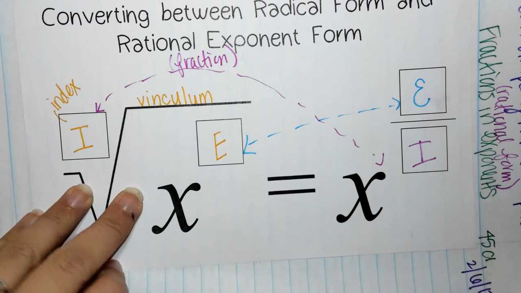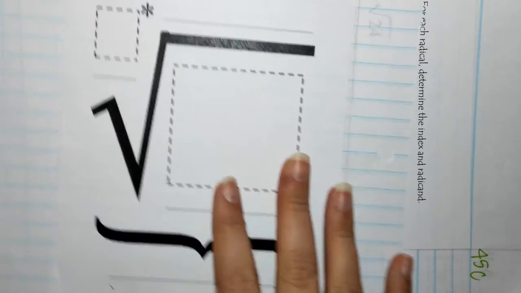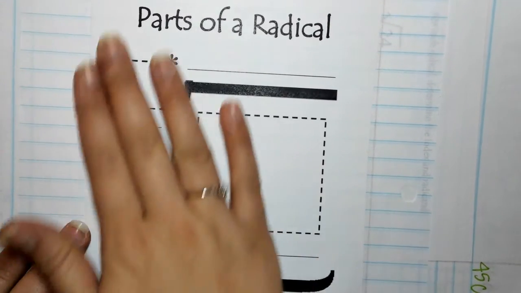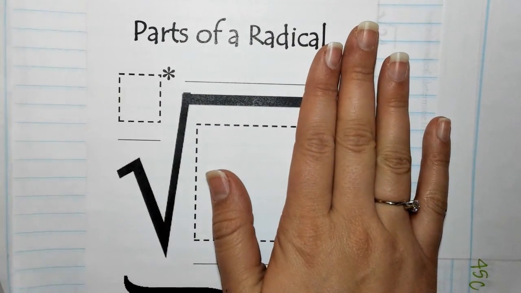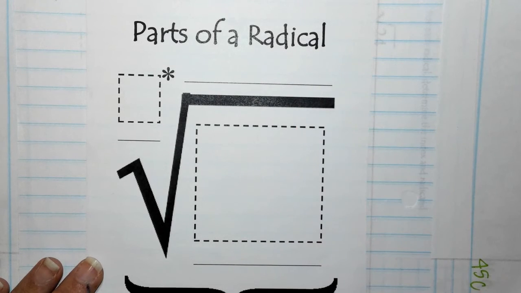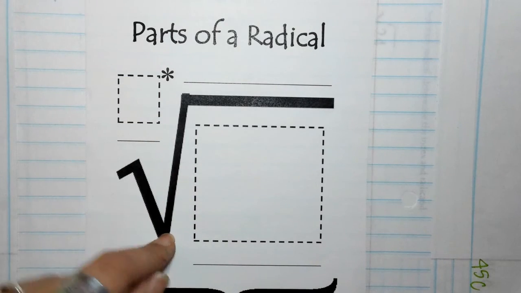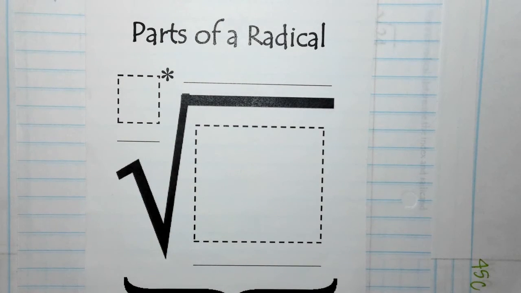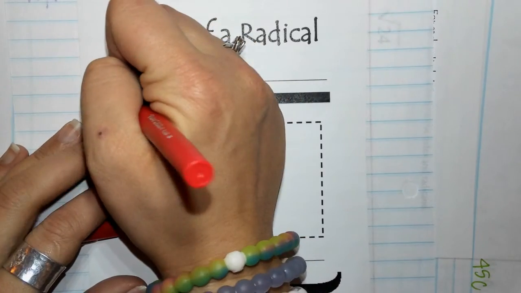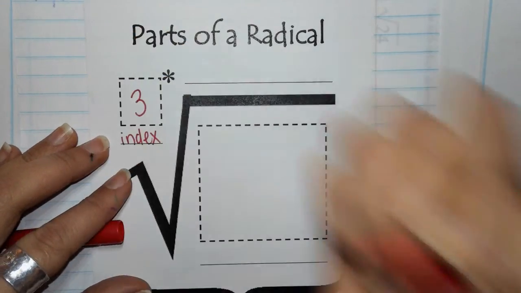All right. Ready? Flip it over. Parts of a radical. All right, so what is this? What goes in here? The index. Take a point. We're going to call this 3, and this is our index.